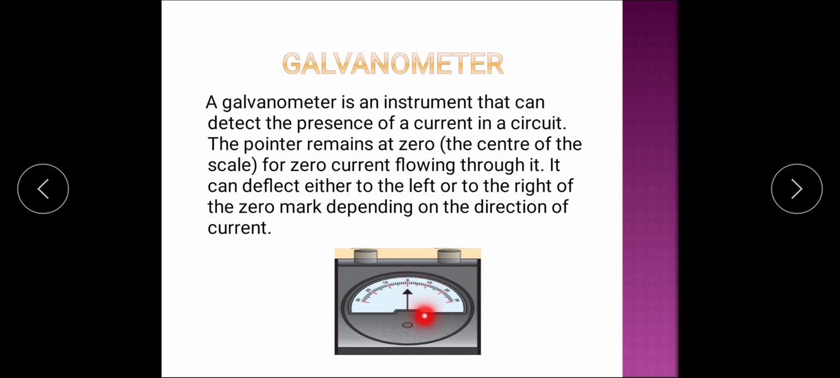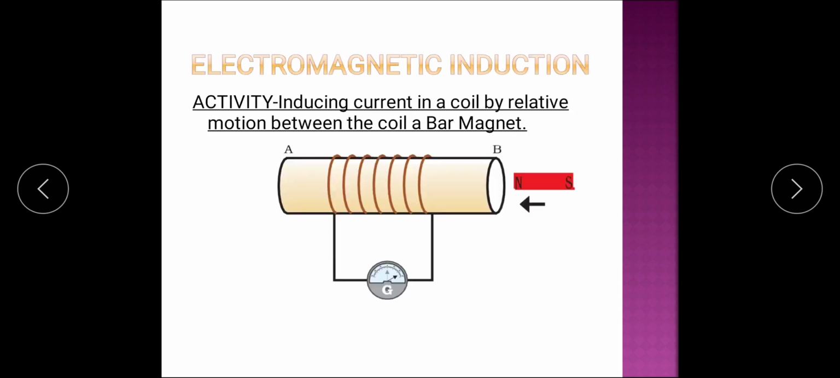As you can see in the figure, the pointer always remains at 0, that is at the center, when there is no current flowing in the circuit, and it deflects to either side, left or right, depending upon the direction of current. So when the direction of current in the circuit is reversed, the deflection of galvanometer will also reverse. Right students, let's proceed to an activity which will help us to understand electromagnetic induction.